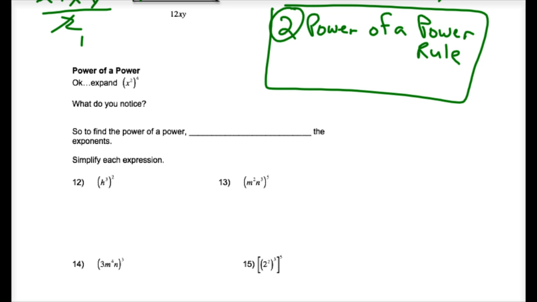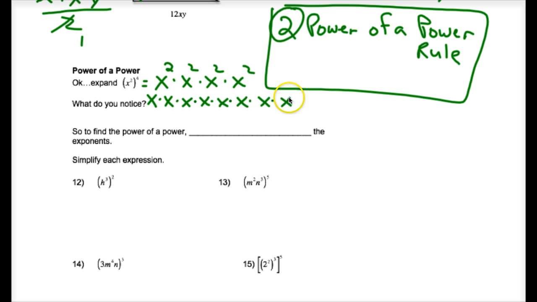This is different because we've got exponents on top of exponents. Here's how I would expand it. X squared to the 4th means x squared 4 times. Then I'm going to expand it even more. Every x squared makes x times x, so that'd be 8 x's, right? Now condense it. X to the what power? 8.